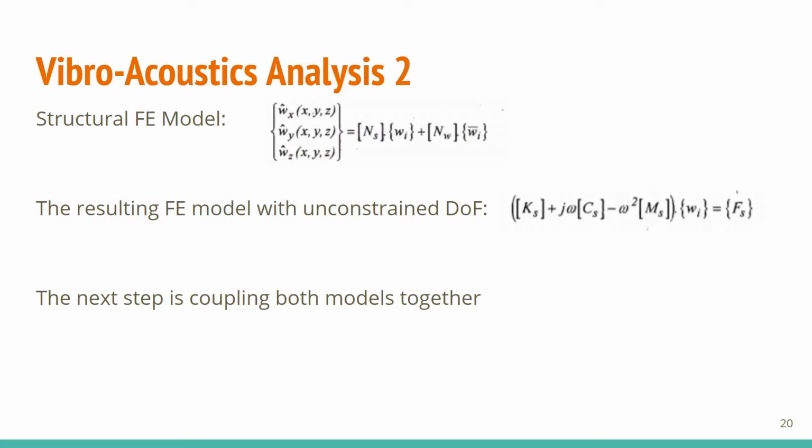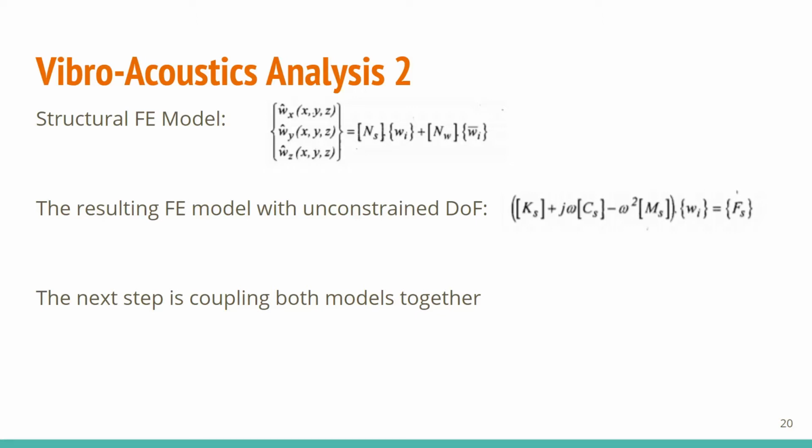The structural FE model, as you see, there's W hat X, W hat Y, W hat Z. What that is, that's just a displacement in X, displacement in Y, displacement in Z. And NS and NW are shape functions. So the resulting FE model with unconstrained degree of freedom is Ks plus j omega Cs minus omega squared Ms times Wi equals Fs. So this is like the element model. And you notice again, S is the subscript for structure.